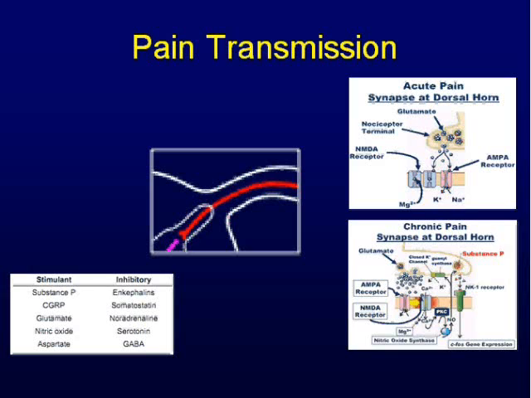Now, modulation in the dorsal horn of the spinal cord occurs through various types of neurotransmitters. Substance P will stimulate pain impulse transmission, for example, and enkephalins, for example, will inhibit painful stimuli by modulating synapses at the dorsal horn.